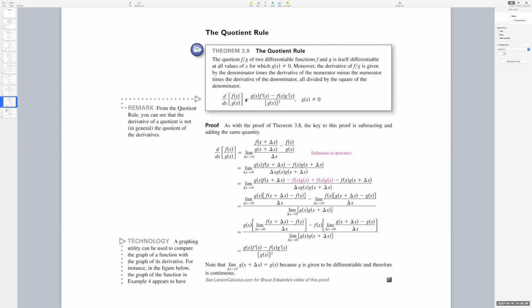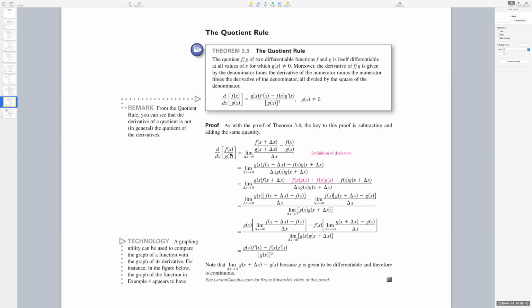And again, this rule can be proven using the definition of the derivative, using the limit process. You put the quotient f of x and g of x in here, and again, you do some algebra tricks to split this into the two different functions. Then from here, you can evaluate the limits separately to get the derivative of the quotient of f of x and g of x.